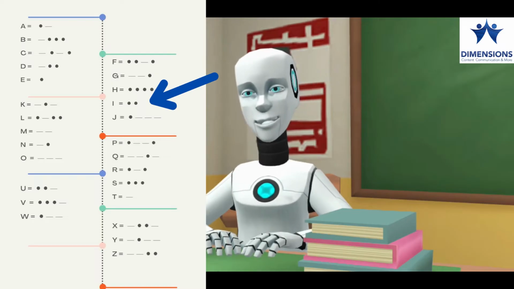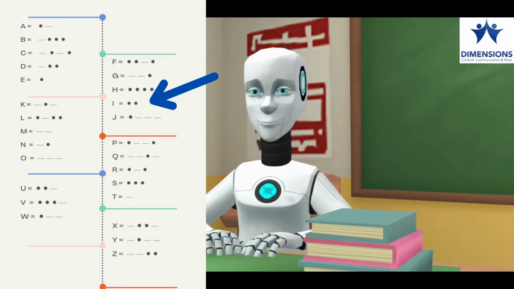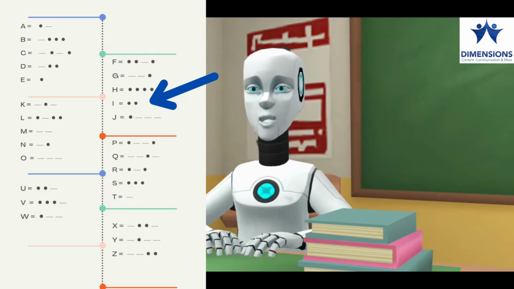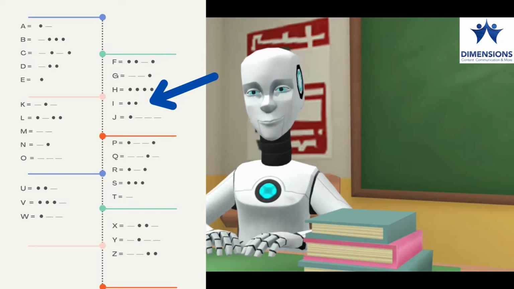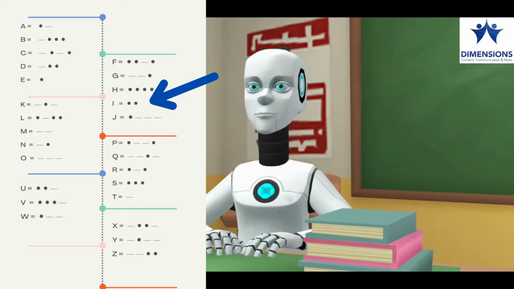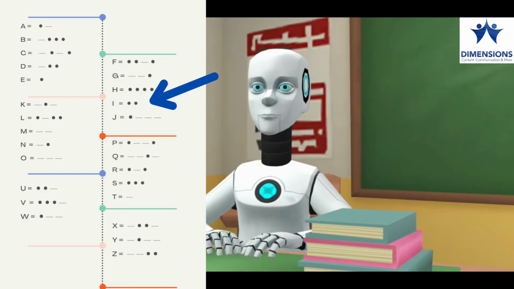Morse code is represented in dots and dashes. So to say I love you in Morse code, you need to know how the letters in I love you are represented in the code. Let's look at that. I, in Morse code, looks like this.